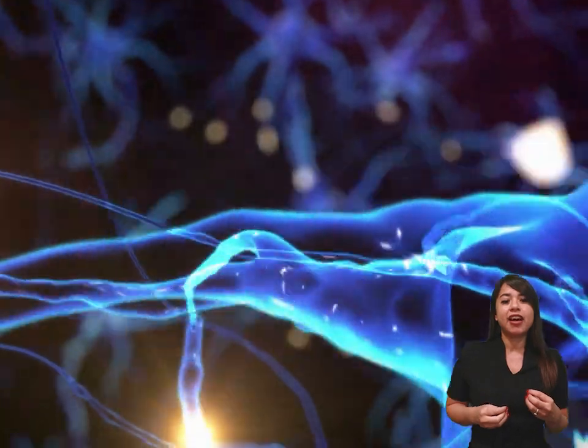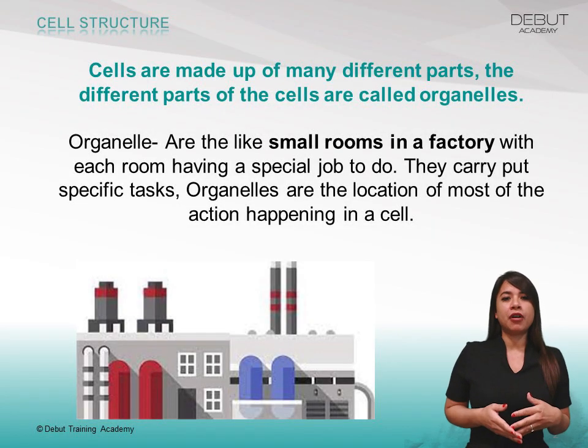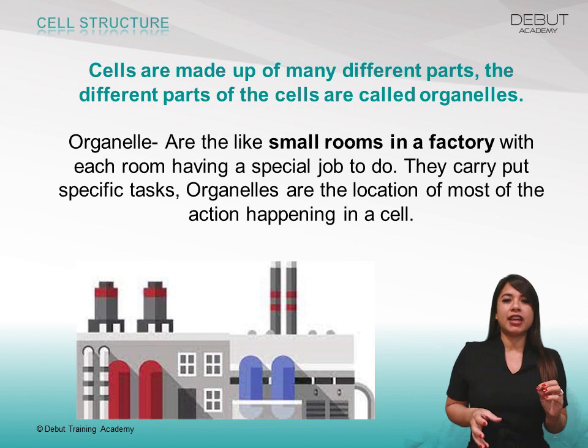So the way I think about it is imagine it like a city. And when I imagine a city, it really helps me understand the structure and function. So we're going to start off looking at the organelle. Now the organelles are like little rooms in a factory, and each room has a specific job to do. This allows the cell to do its functions and tells each part of the cell what to do, and it's where all the action happens.